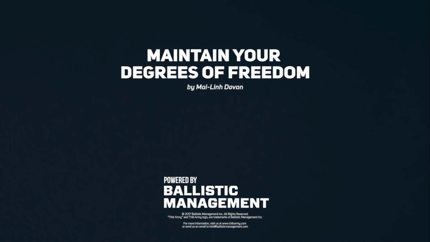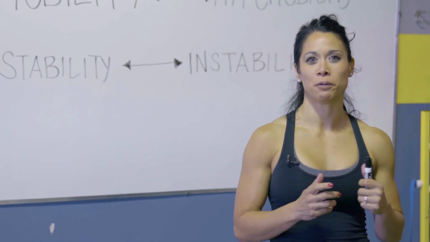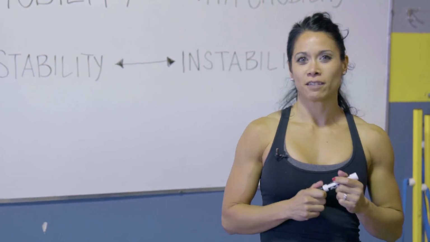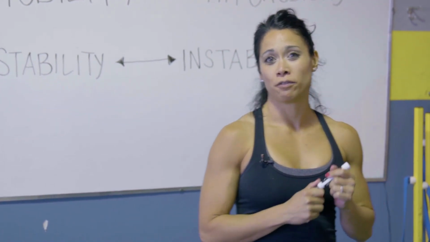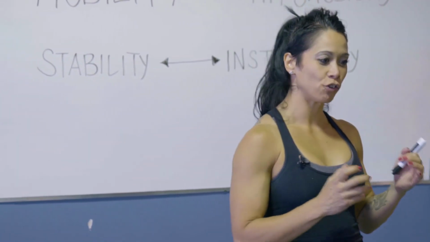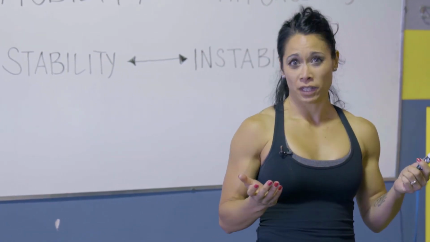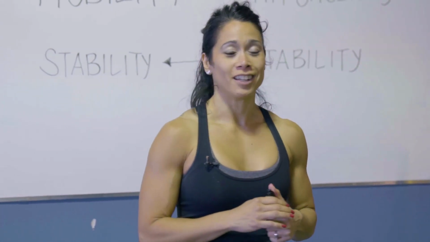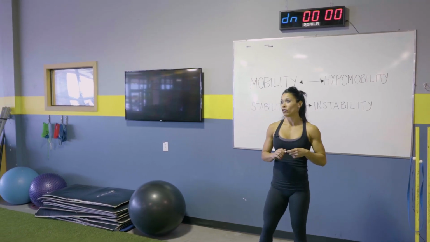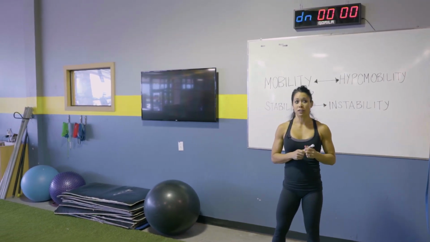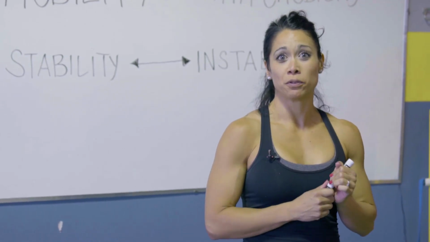We need to change the way we talk about mobility and stability, the way we think about them. Mobility and stability are not on either end of the same spectrum. They are intricately linked, but they're not polar opposites. Mobility can present itself in stable states, and lack of mobility can actually create instability in the form of an inability to generate strength in certain positions.